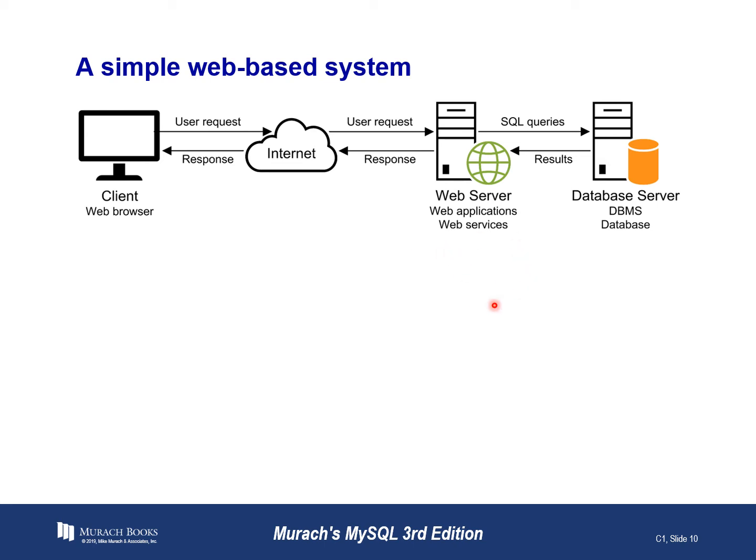Now, for the web servers, web servers are typically used to store web applications and web services. Web applications are applications that are designed to run on a web server. These are a little bit different type of application, which are optimized for running on the internet. For example, the internet is not going to be as reliable as a standalone system.